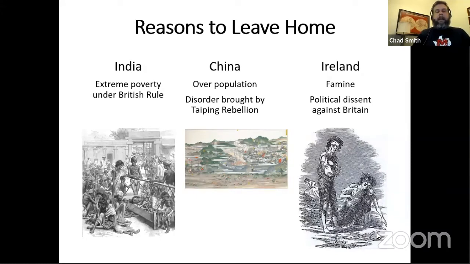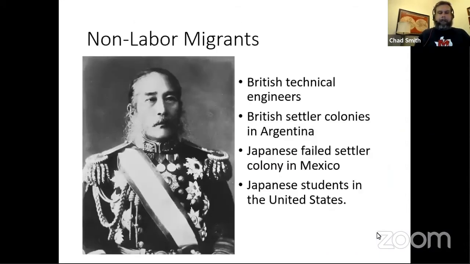But another factor forced them away from Ireland, which included political dissent against Britain. Britain began to take action against Ireland, including dissolving its parliament in the early 1800s. And so this caused many Irish people to leave Ireland as well.